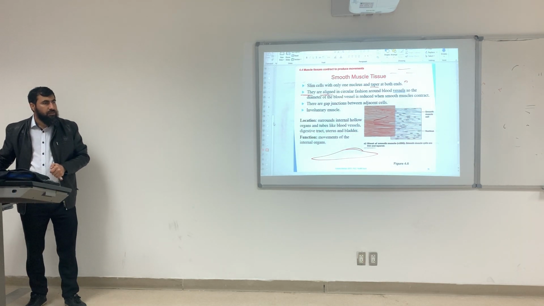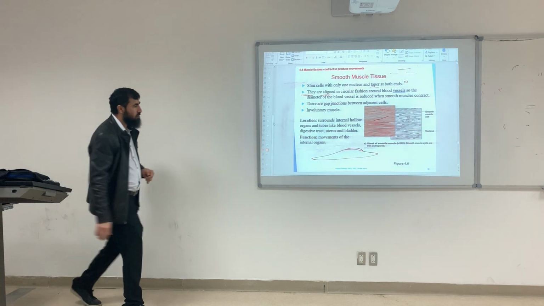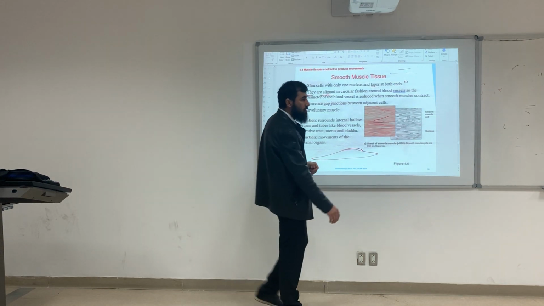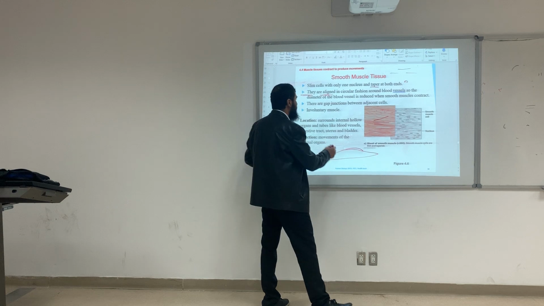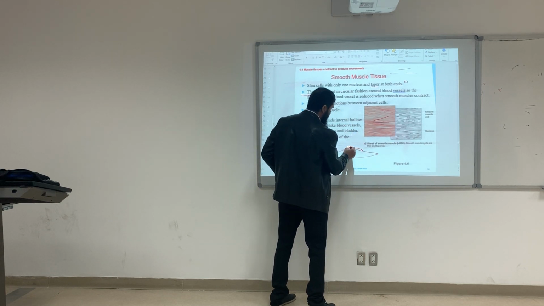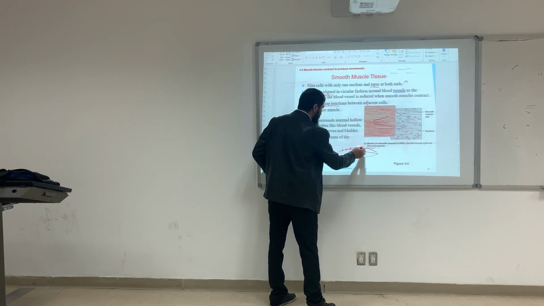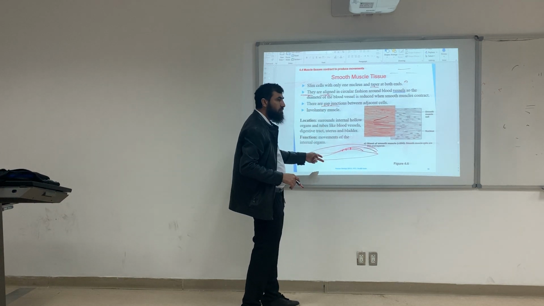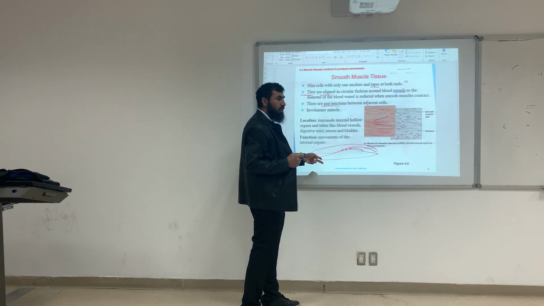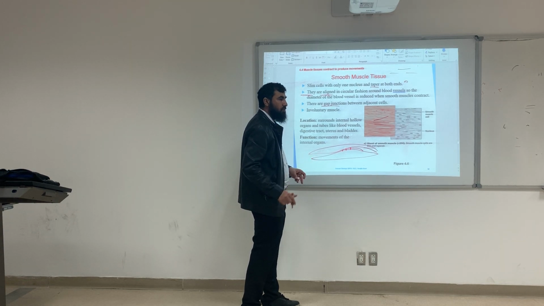What are they made of? Gap junctions? Which ones? The smooth muscle? No. The gap junctions, you find them between two cells, okay? They're made up of protein fibers, okay? The actin and myosin.